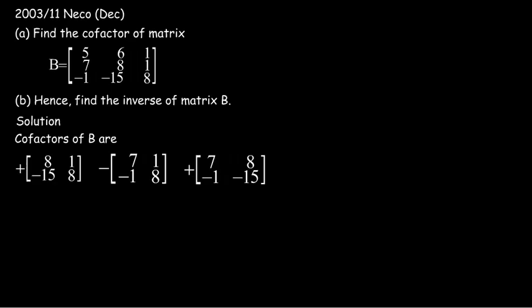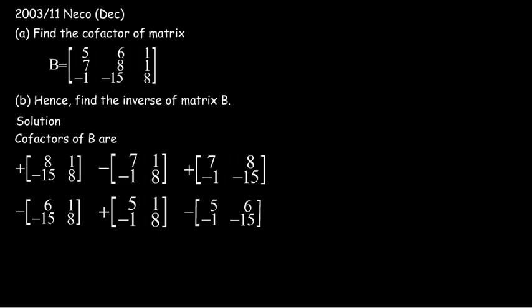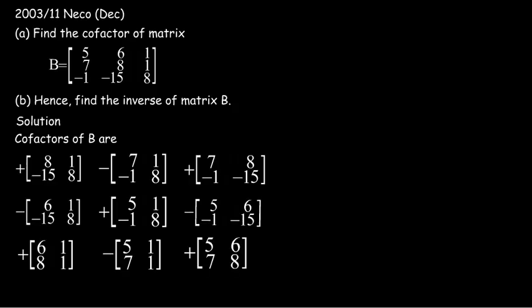The next element will be minus, our smaller matrix will be 6 1, minus 15 8. The next will be plus, our smaller matrix will be 5 1, minus 1 8. The next will be minus, smaller matrix 5 6, minus 1 minus 15. The next will be plus, smaller matrix 6 1, 8 1. The next will be minus, smaller matrix 5 1, 7 1. And our last element will be plus, our smaller matrix will be 5 6, 7 8. Now find the determinant of our smaller matrices and put them in our cofactor matrix.